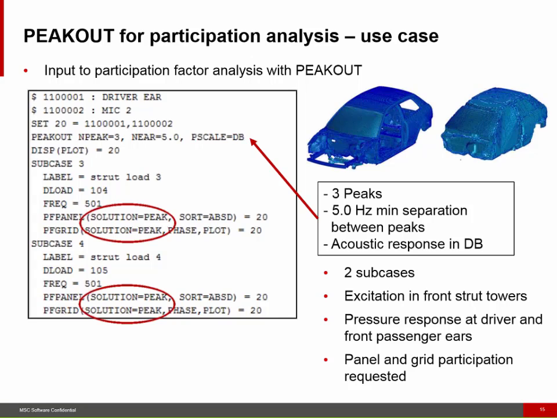So here's a use case of an automotive car body and its cavity. So you specify the PEAKOUT, which says I want 3 peaks, I want a minimum separation of 5 Hertz, and the acoustic response should be in dB scale. And then you set up 2 subcases, and in each subcase you have PF panel and PF grid for panel and grid participation calculation, and solution set to peak. And then you run this job in MSC Nastran.